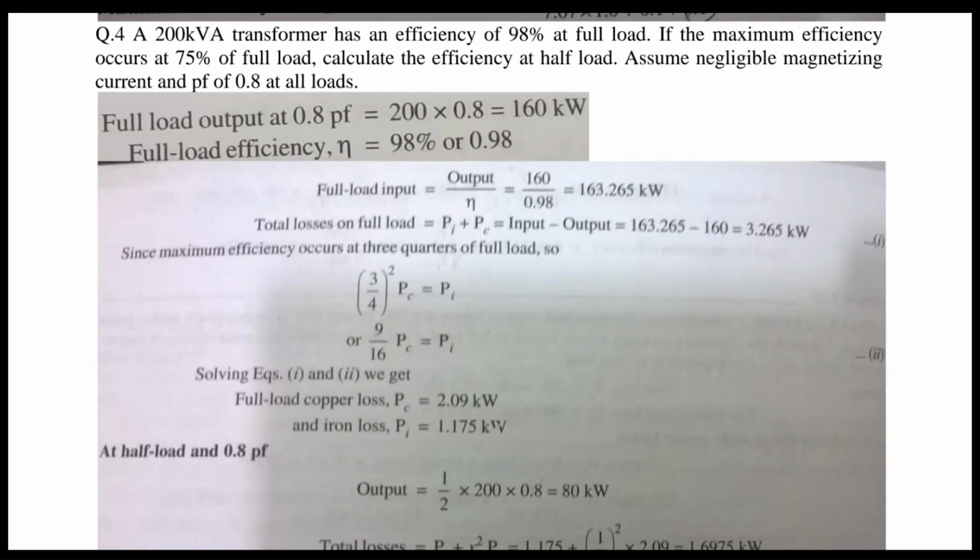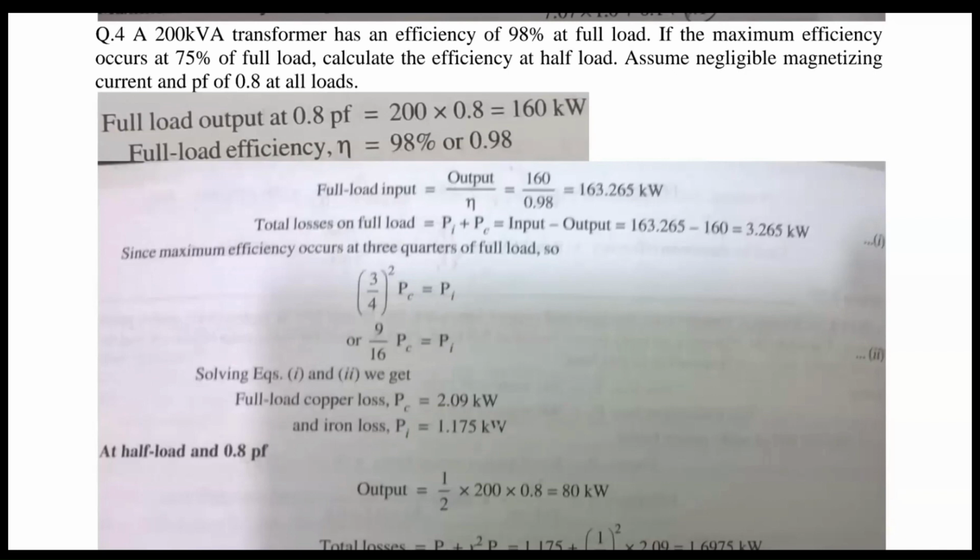Now it is given that the maximum efficiency is occurring at 75%. What is 75%? It is 3 by 4. So at 75% of the load, or 3 by 4th of the load, the iron losses and the copper losses will be the same. So x squared Pc is equal to Pi, where x is 3 by 4. So it becomes (3 by 4) squared Pc is equal to Pi.